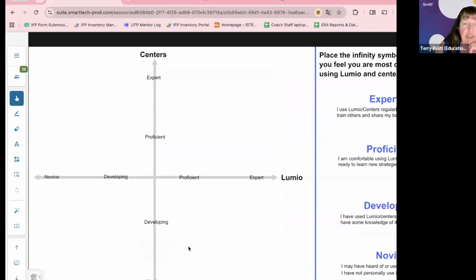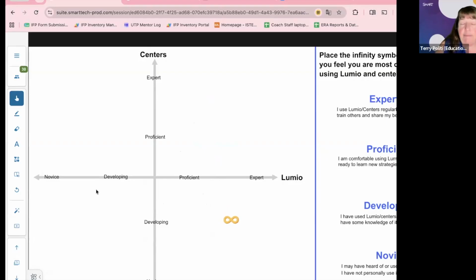The first thing I'm going to ask you to do is rate yourself on our coordinate plane here. When I make this into a whole class whiteboard, you're going to grab this infinity symbol in the right-hand corner and drag it over here. Our x-axis is Lumio: are you a novice or an expert? And our y-axis is centers: how do you feel about centers? Well, I feel pretty good about Lumio, but centers I am probably developing. So this is where I would put my infinity symbol, my point.